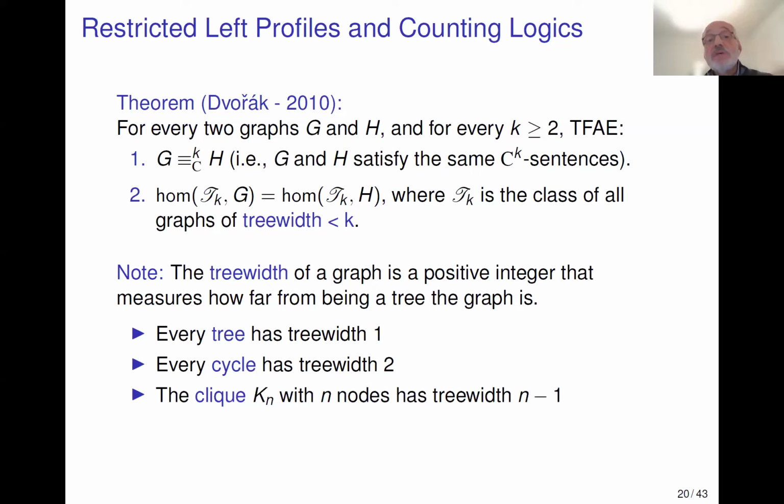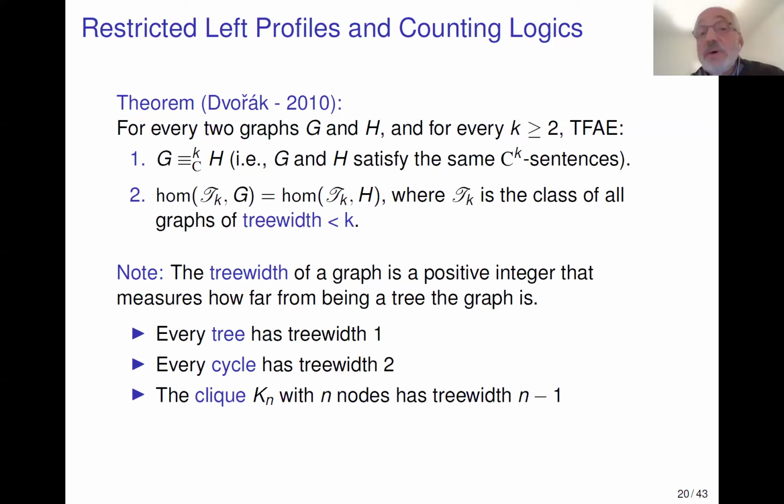So Dvořák's theorem says that we can capture the notion of indistinguishability in the counting logic with k variables using left profiles. Having the same left profile with respect to the class of graphs of tree width less than k means exactly that you cannot distinguish them in the counting logic with k variables. That result, in some sense, provided the impetus for many other results that try to identify equivalence relations on graphs as arising from the left profile restricted to some interesting class.